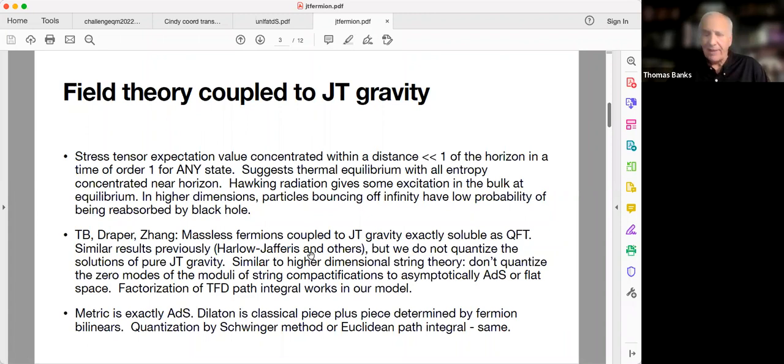One way you should think about this is it's similar to what we do in higher dimensional string theory. In higher dimensional string theory, when we talk about the gravitational sector, we have boundary conditions on the graviton, the dilaton, and so on. And those are left as moduli of the theory. They're just fixed, and we study the model for each value of those parameters, okay? One of the things that Harlow and Jafferis pointed out happens if you insist on quantizing the parameters of the JT gravity solutions: there's a standard way to do that using covariant quantization methods, and you get an answer, but that answer doesn't satisfy factorization.